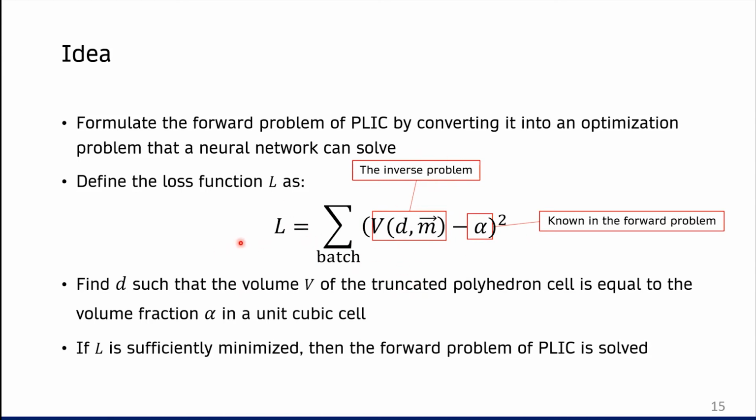So that's what we wanted to leverage in this work. The goal is to find D, the output of this neural network, such that the volume V of the truncated polyhedron is equal to alpha. You can imagine that if this loss function goes to 0, we have solved the forward problem of PLIC.